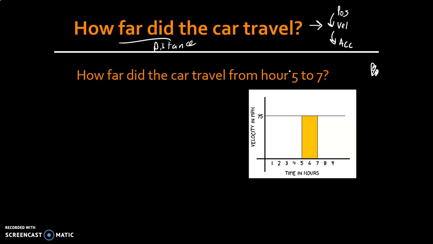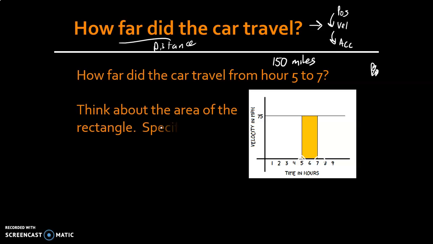So if I want to know how far the car traveled, let's think about it. So it's 2 hours at 75 miles per hour. It's pretty easy to see that the answer would be 150 miles. But let's see how that applies to calculus. So between hours 5 and 7, so 5 and 7 here on the x-axis, and then 75 miles per hour, it was a constant speed.